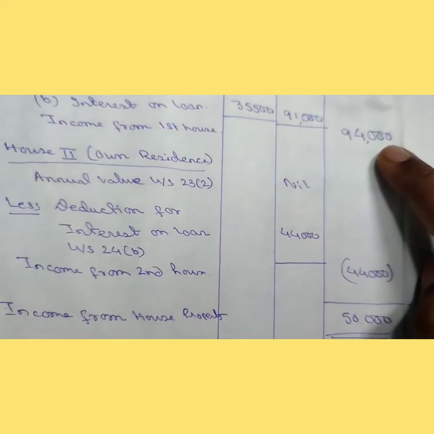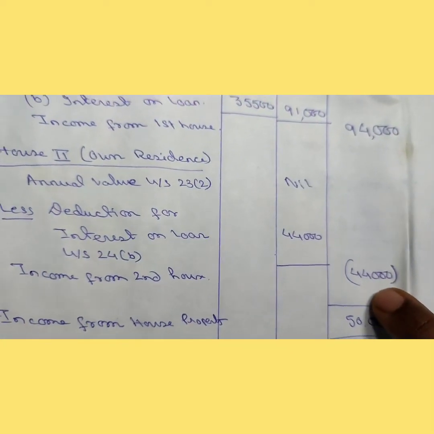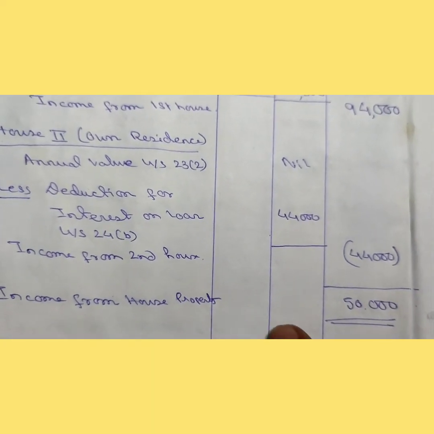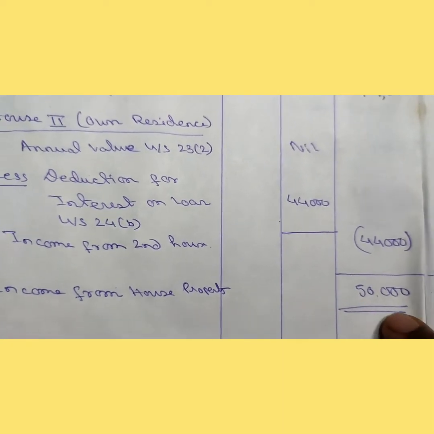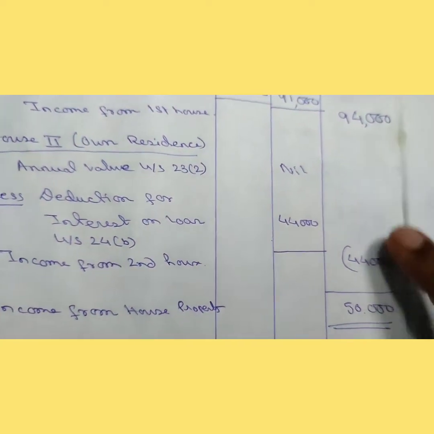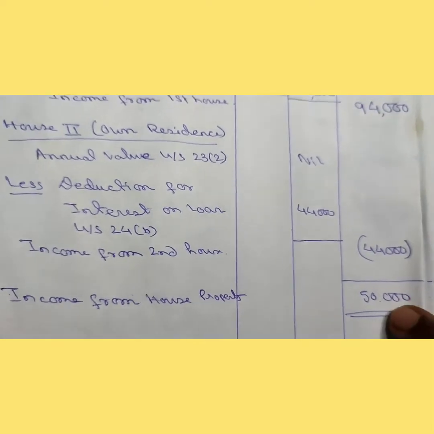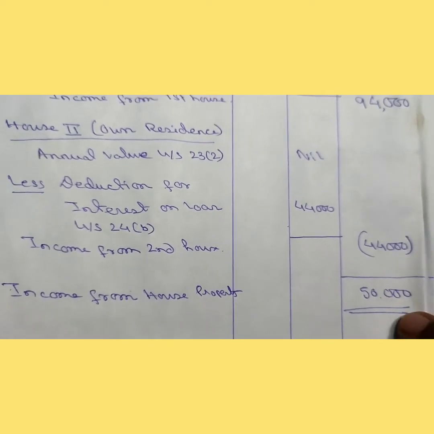So income from first house is 94,000 and income from second house is minus 44,000. That means total income from house property for Mr. Rajiv Shah is rupees 50,000. 94,000 minus 44,000, that is 50,000, is the total income from house property of Mr. Rajiv Shah.